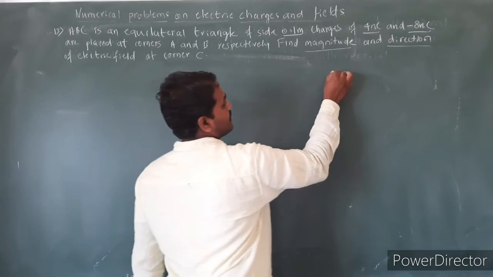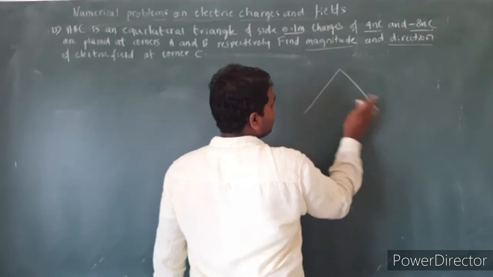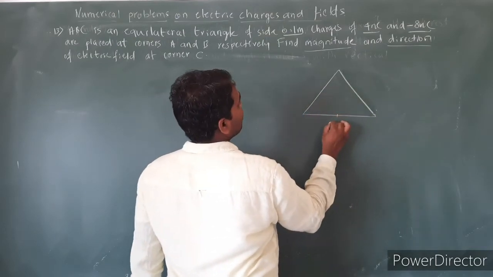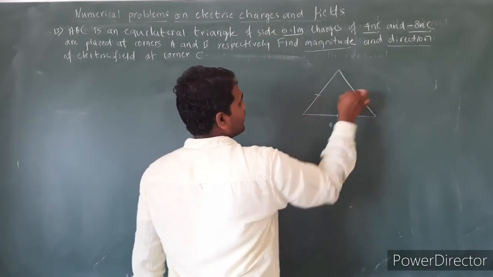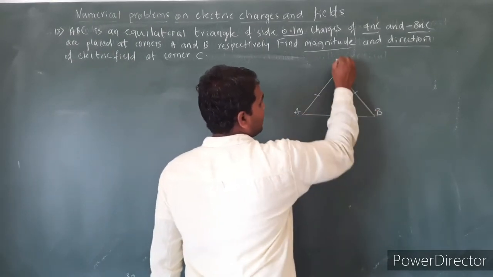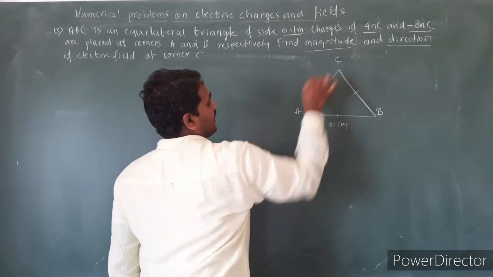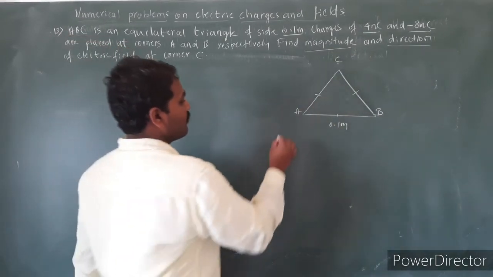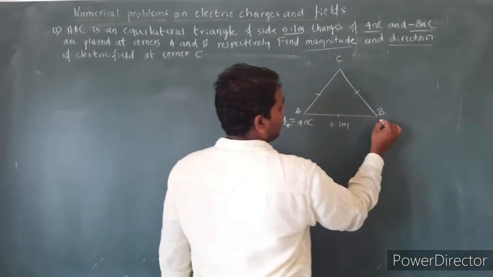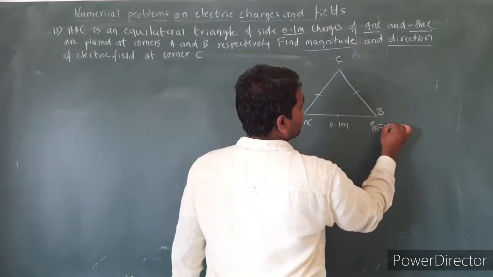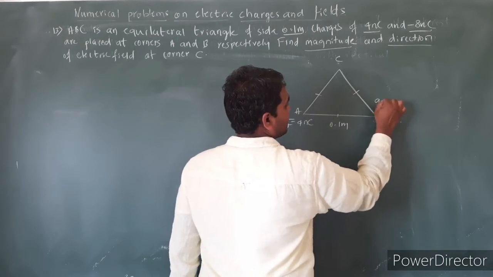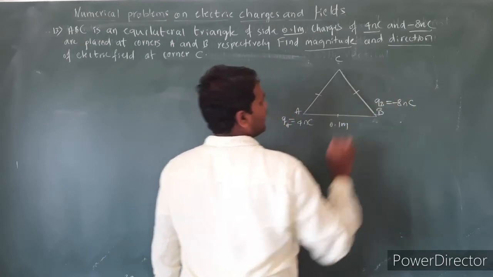So let us first draw the triangle given. This is the equilateral triangle, and the side length is 0.1 meter. All sides are equal to 0.1 meter. Let this be corner A, let this be corner B, and let this be corner C. At corner A I have the charge of 4 nanocoulomb, so I read it as QA is equal to plus 4 nanocoulomb, and at B I have the charge QB is equal to minus 8 nanocoulomb. Let me write this here, QB is equal to minus 8 nanocoulomb.